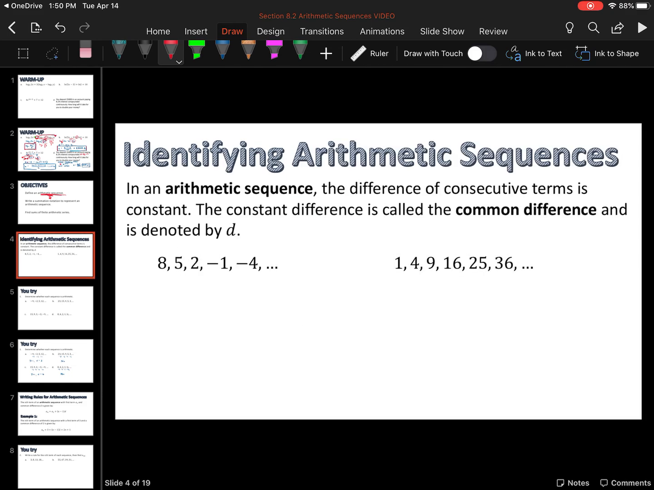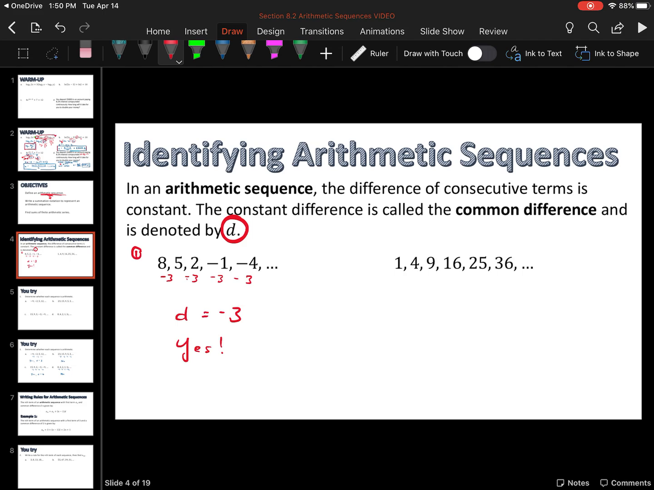First thing, identifying these things. In an arithmetic sequence, the difference of consecutive terms is constant. The constant difference is called the common difference, and it's denoted by d. So if you look at this first sequence, to get from 8 to 5, we subtract 3. To get from 5 to 2, we subtract 3, subtract 3, subtract 3. My common difference here is -3. So I would say, yes, this is an arithmetic sequence, because d equals -3.